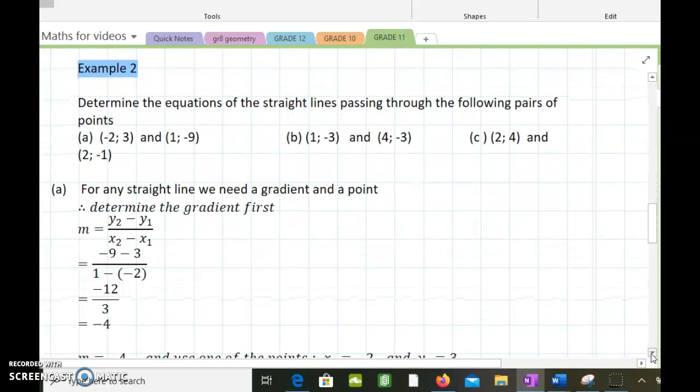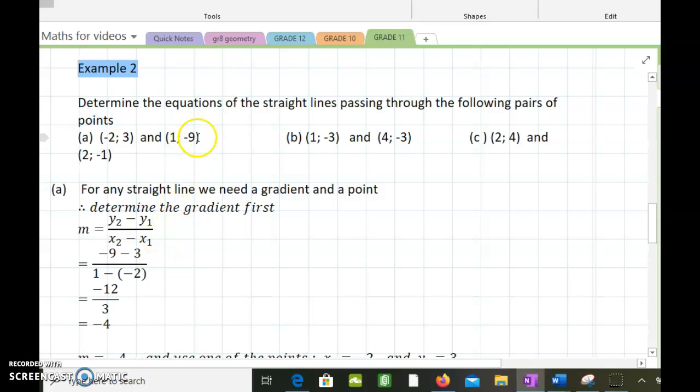Here they say determine the equation of the straight lines passing through the following pairs of points. Note, here we have points. We don't have information about the gradient. We just have the points. So the first thing we're going to do is determine the gradient, and we can use our gradient formula, y2 minus y1 over x2 minus x1.